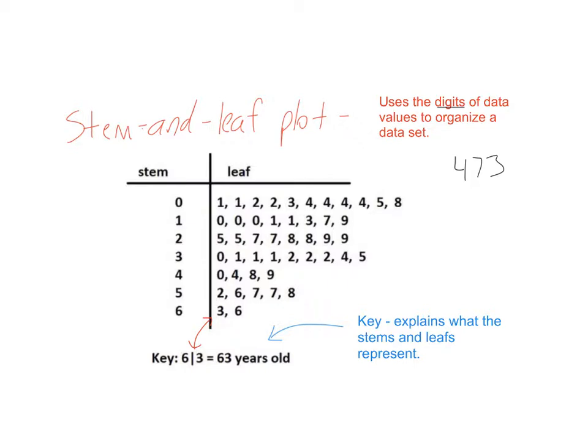Okay, so 4, comma 8 would actually equal 48 years old. So that's kind of what a stem and leaf plot looks like. Let's go ahead and make our own.